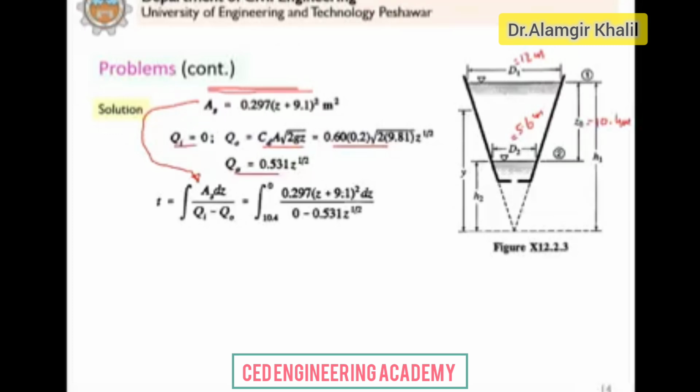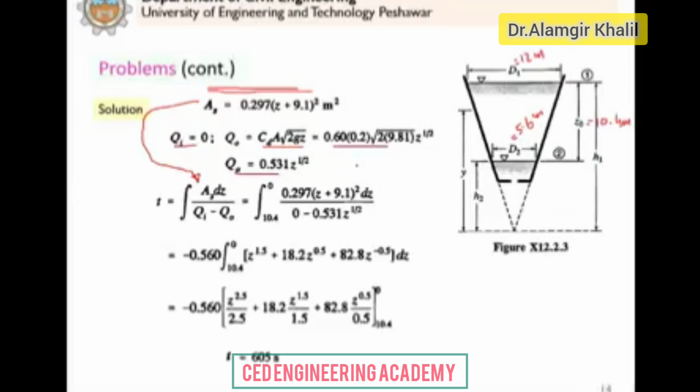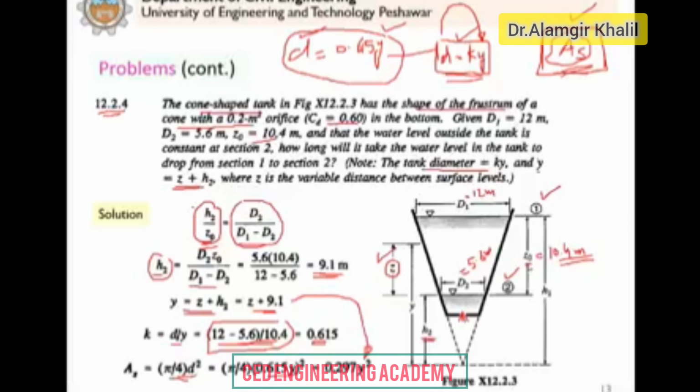So now you can see the integral is now complex. So you have to evaluate as the water level comes from 10.4 to 0 here. Just evaluate this integral and it will take 605 seconds for water level to come from 1 to 2. Divide by 60, you can calculate in minutes, or whatever hours you are interested in. So this was one approach to calculate the AS. If you are not comfortable, there is another approach.